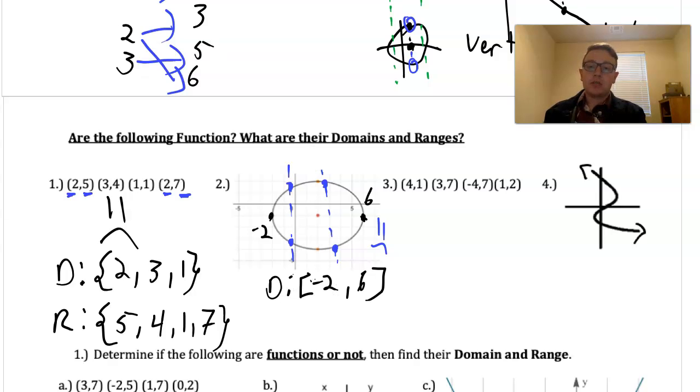For our range, what are the y values? Well, our y values go all the way down to whatever this is, which looks like 1, 2, 3. So this is -4. Now -4 is touched. It actually is part of the range. So we're going to use a square bracket for this.